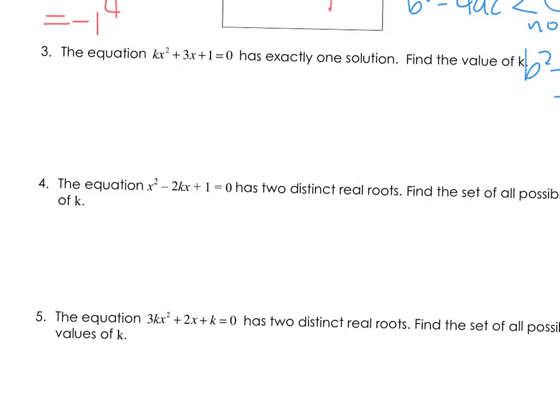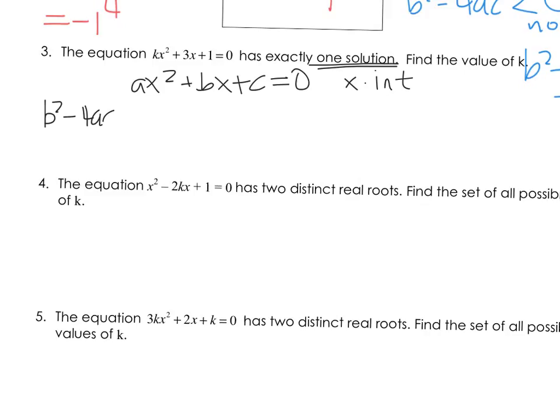Right, the equation kx squared plus 3x plus 1 equals 0 has exactly one solution. So this is written in standard form. It's ax squared plus bx plus c. If it's equal to 0, then we know that we are finding our x-intercepts. If it has one solution, that tells us something about the discriminant. The discriminant will be b squared minus 4ac. If it has one solution, it has to be 0.